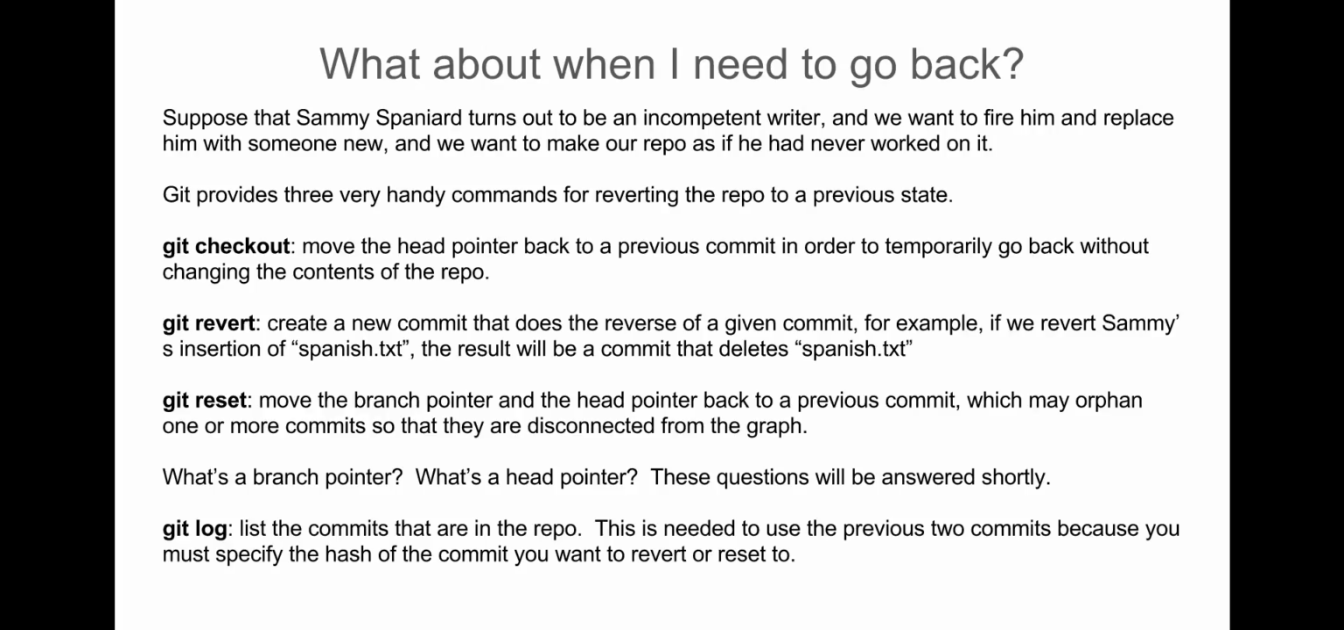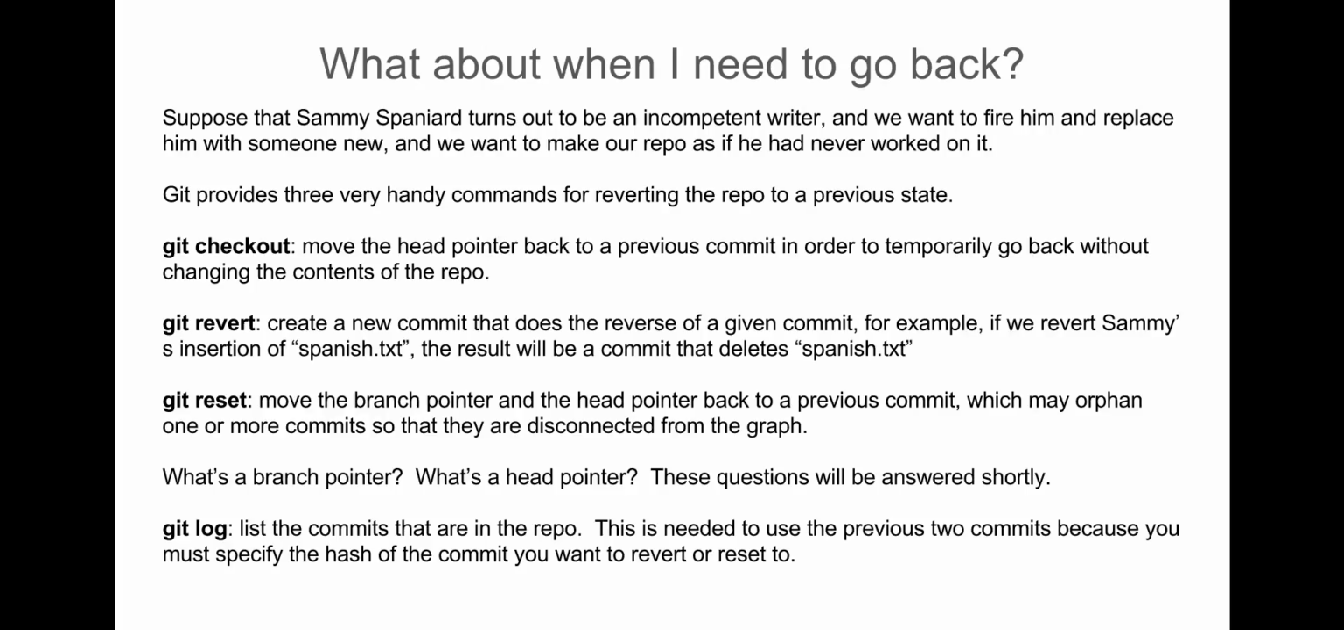Checkout moves the head pointer back to a previous commit in order to temporarily go back. That basically means we change the contents of our working directory to something that they were in the past, and I'll explain more on how that works later. Git revert creates a commit that does the reverse of a given commit. So in this example, we can revert Sammy's insertion of Spanish text by doing a git revert on that commit, which will create a new commit that deletes the file.